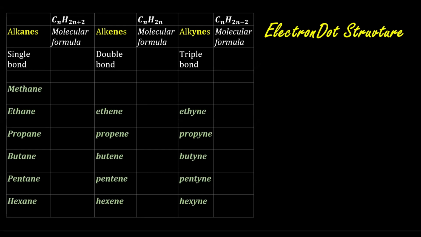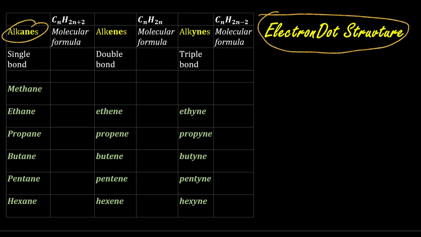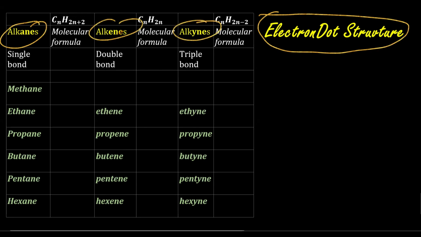In continuity with my previous two videos, in this video we are going to do electron dot structure of alkanes, alkenes, and alkynes. That means we are going to do electron dot structure of hydrocarbons, and the homologous series for which we are doing is alkane, alkene, and alkyne. Now let's begin with writing its molecular formula and then doing the dot structure.